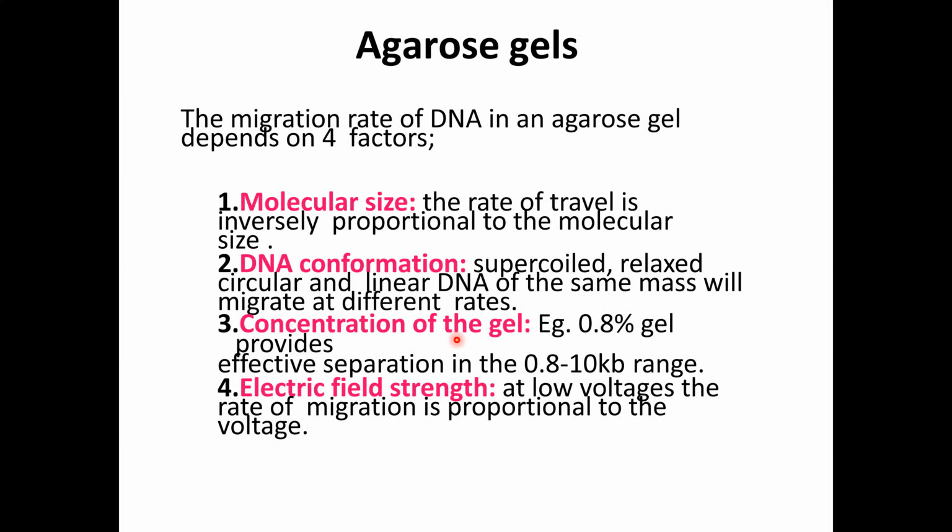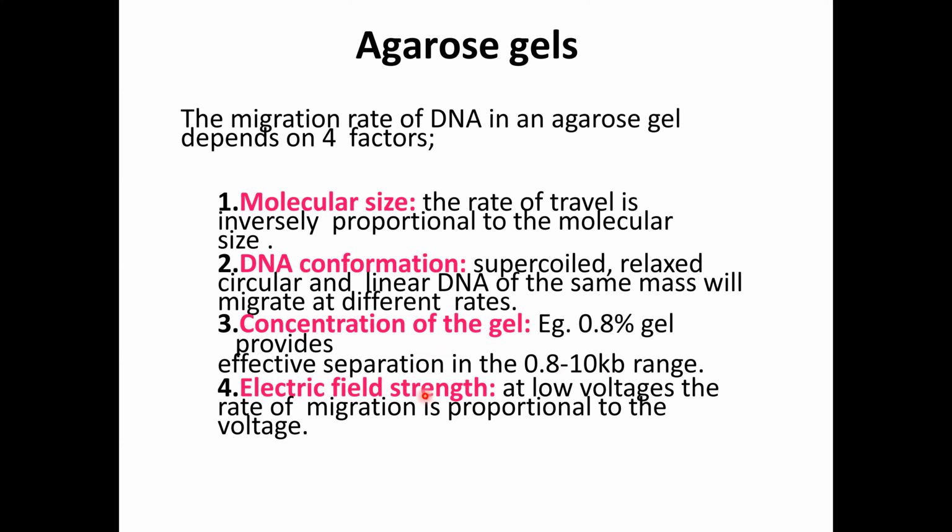Another factor is the concentration of the gel. As I mentioned, we also use 0.8% agarose gel, and others use 0.25%. So it depends, and the concentration of the gel will also affect the migration of your DNA. It provides separation in the 0.8 to 10 kb range.